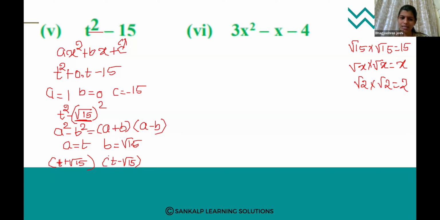Now next step is I will equate these two factors with 0. Okay. Then I will get t plus root 15 is equal to 0. t minus root 15 is equal to 0.